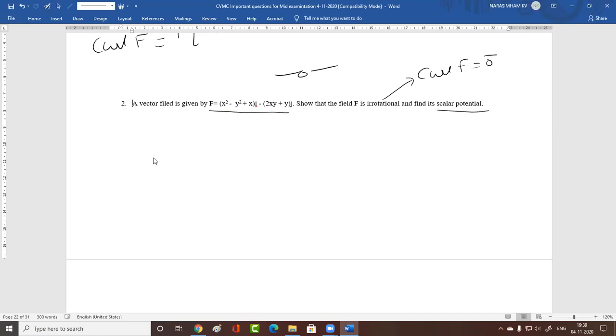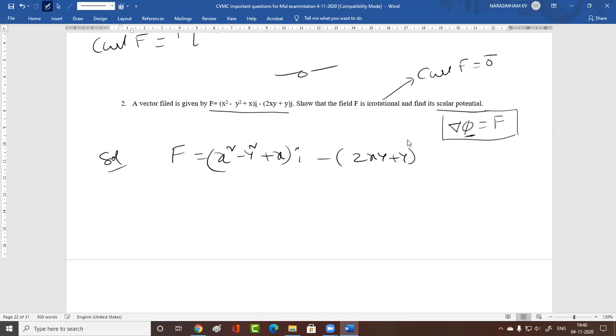Scalar potential is nothing but phi, satisfying the condition del phi equals f. We will find the scalar function phi, nothing but the scalar potential. I will explain one by one, but this model is most important for the final examination. F equals (x square minus y square plus x) into i, minus (2xy plus y) into j.